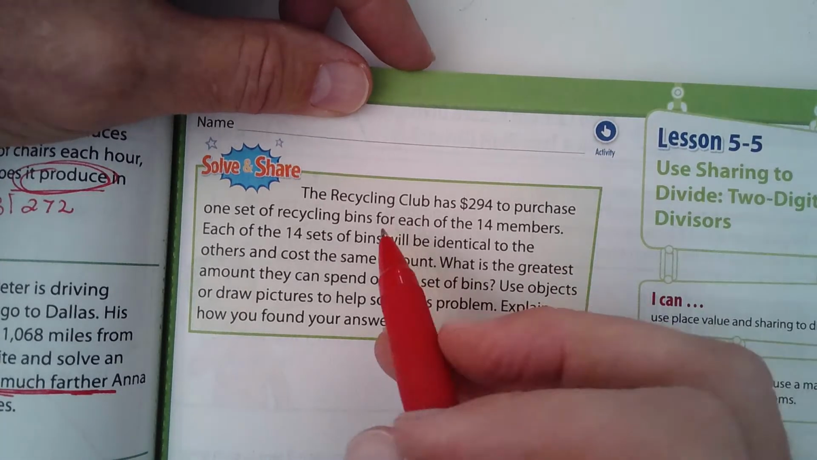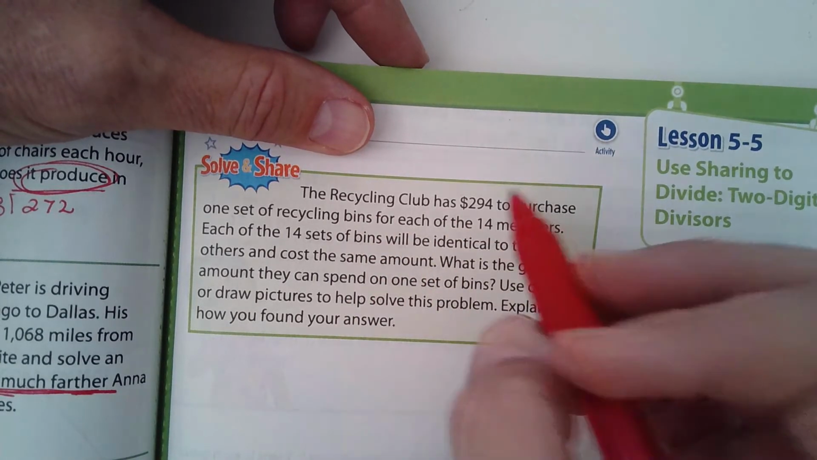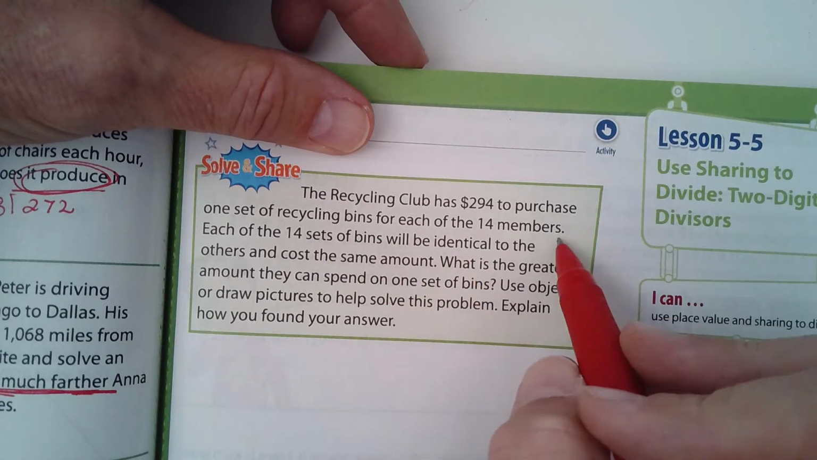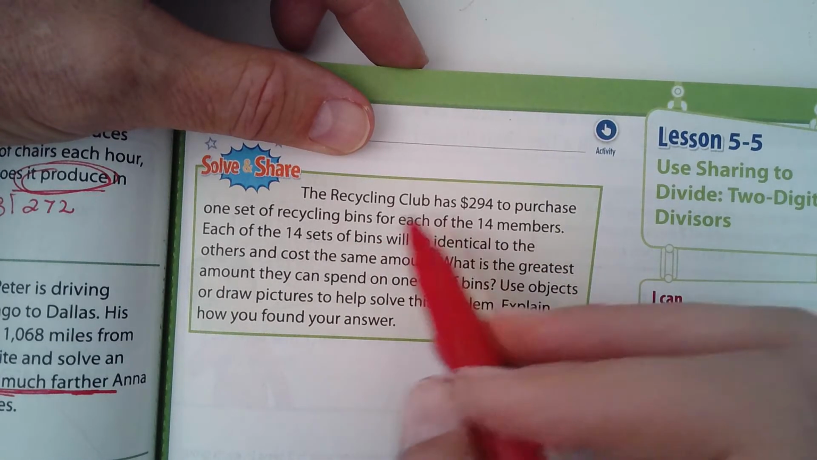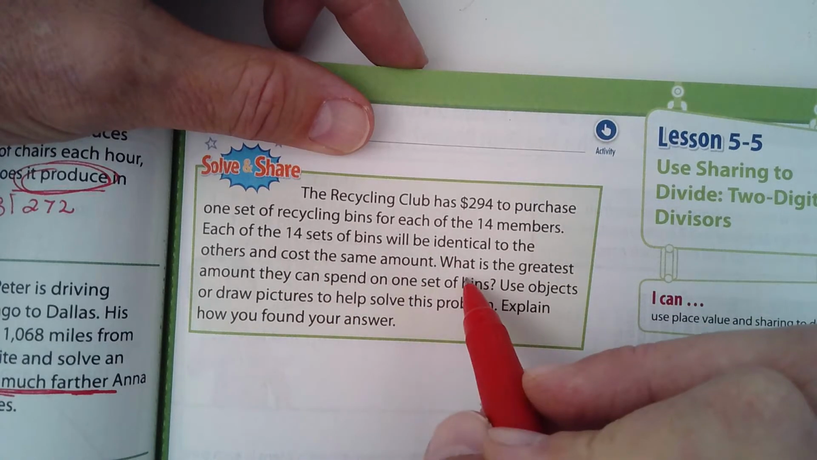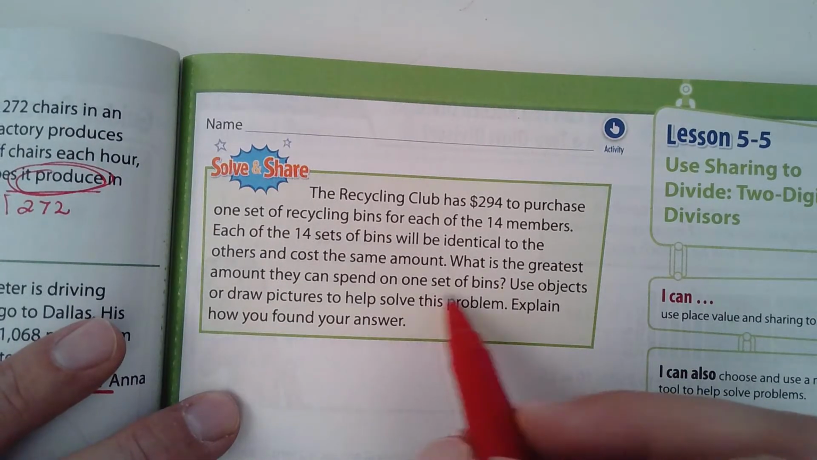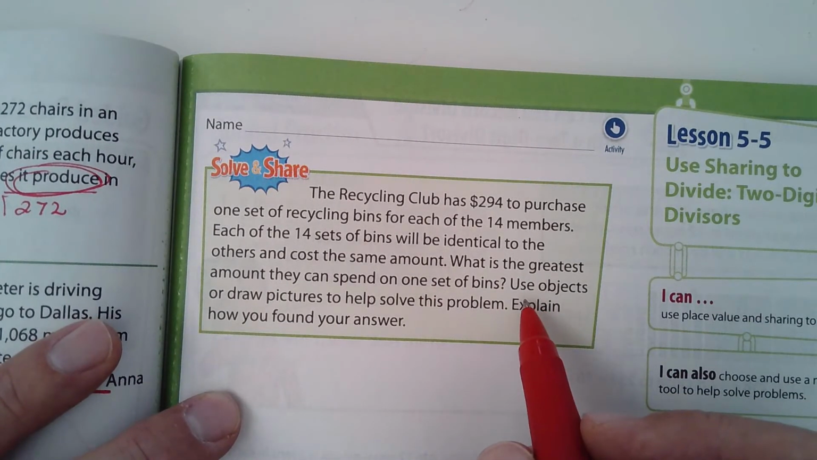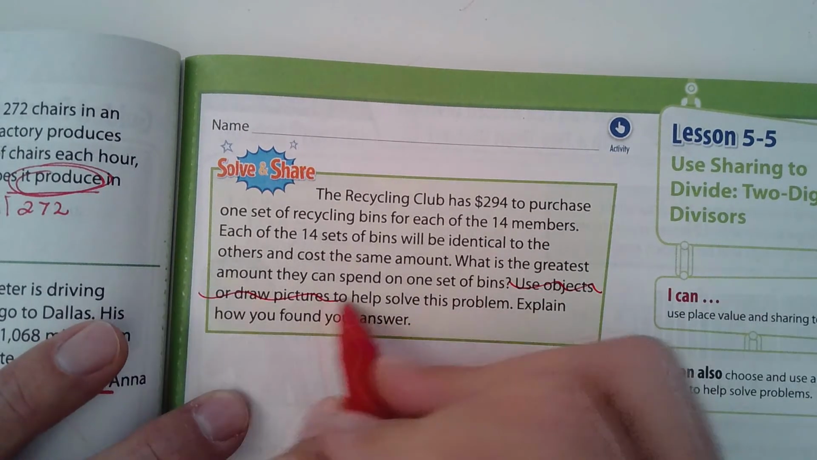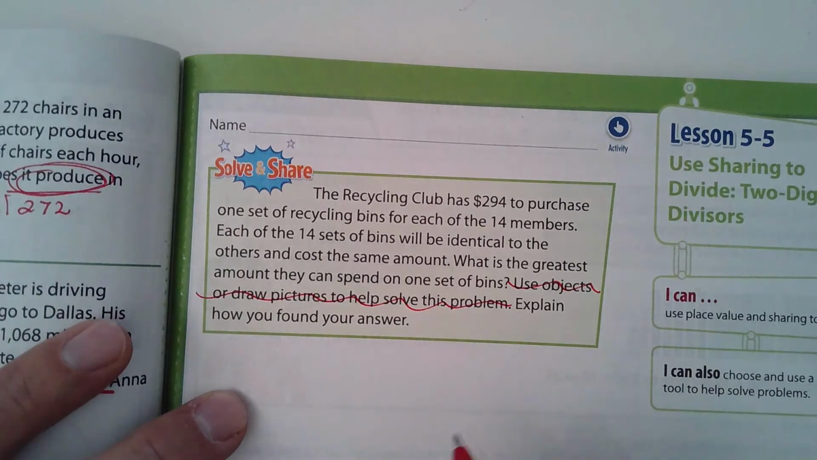So Miss Robinson, it says the recycling club has $294 to purchase one set of recycling bins for each of the 14 members. Each of the sets of bins will be identical to the others and cost the same amount. What is the greatest amount they can spend on one set of bins? It says use objects or draw pictures to help solve the problem. You don't have to do that, but you can if you want. It says explain how you found your answer.